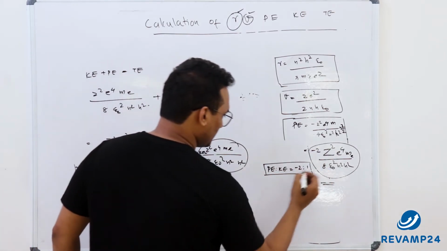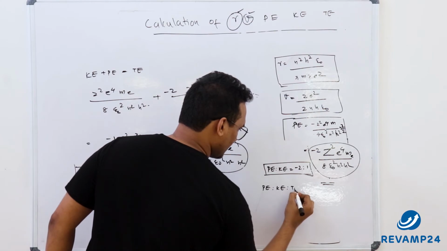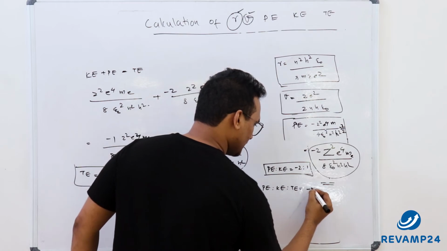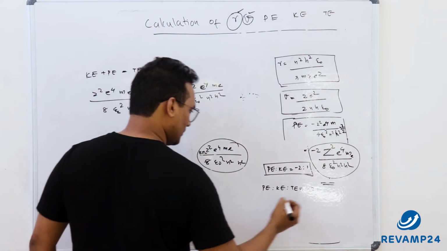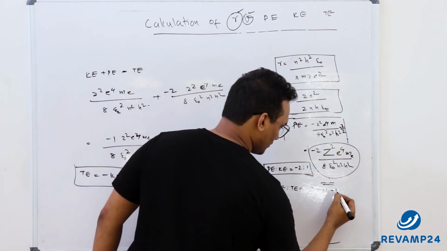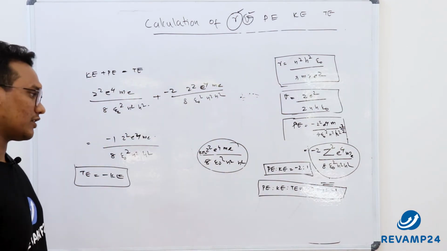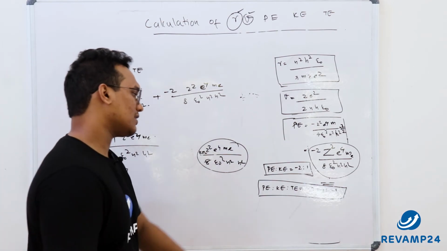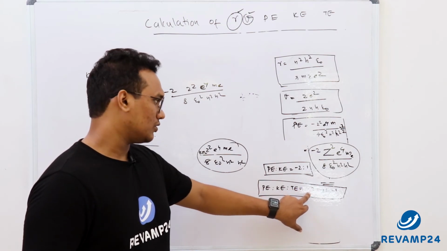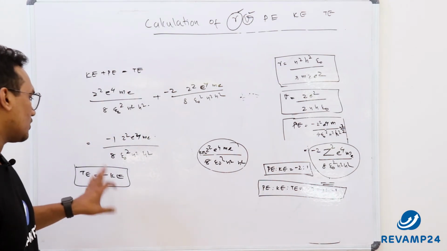Now what will be the ratio? Potential energy is to kinetic energy is to total energy is equal to, what is the value? Potential energy will be minus 2 times, and kinetic energy will be, when it is 1, then total energy is equal to minus 1. So this is the ratio. Your teacher might have explained it in a different way, but first find kinetic energy, it is very easy to find. Multiply it with minus 2, you will get the value of potential energy. Multiply it with minus 1, you will get the value of total energy.